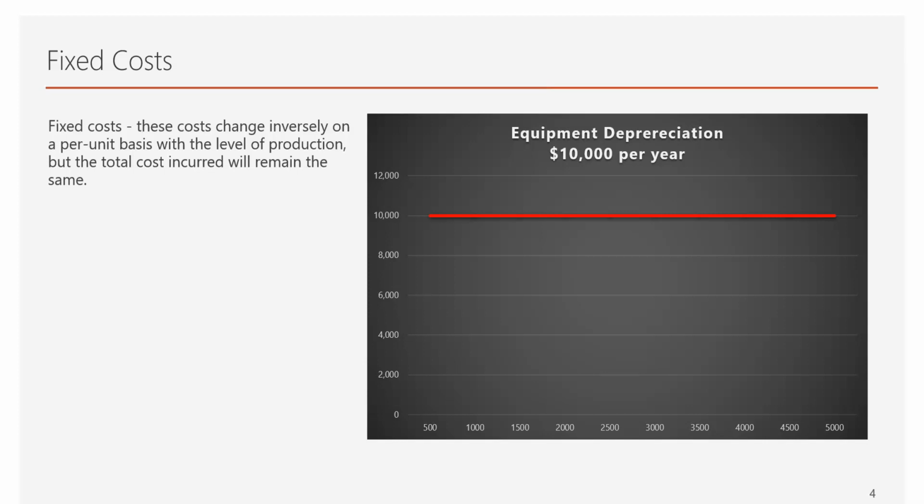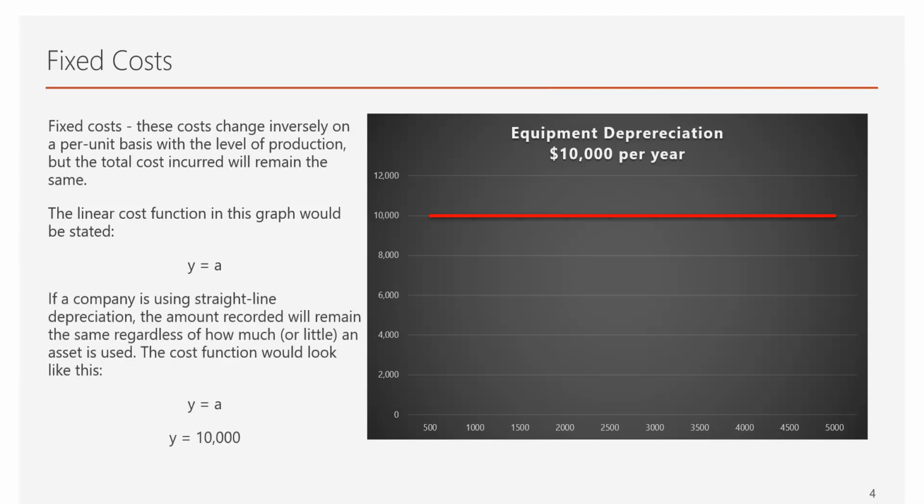Now let's take a look at fixed costs and just remind ourselves of these. Now these costs will change inversely on a per unit basis with the level of production, but the total cost incurred will remain the same given that relevant range. So the linear cost function in this graph would be stated as Y equals A. Remember, A represents fixed costs. So if my cost is fixed only and there's no variable component, then my total cost is going to be equal to my fixed cost.